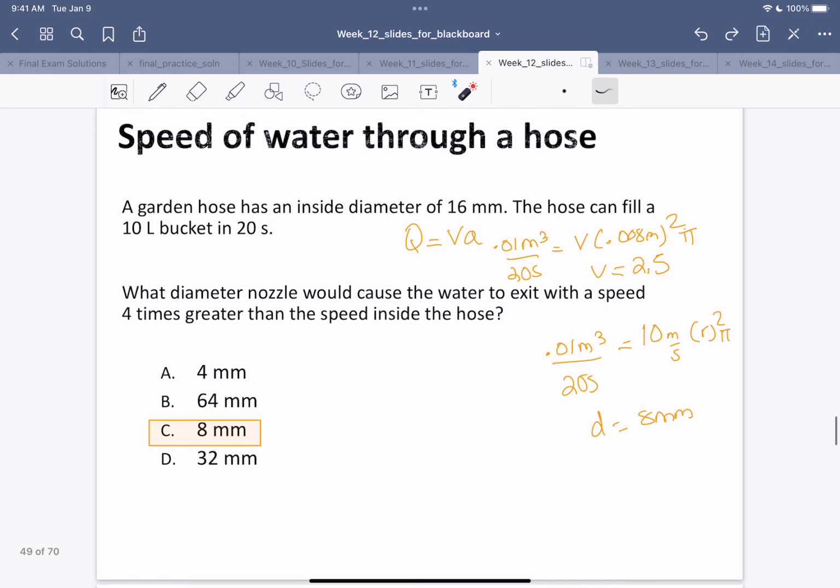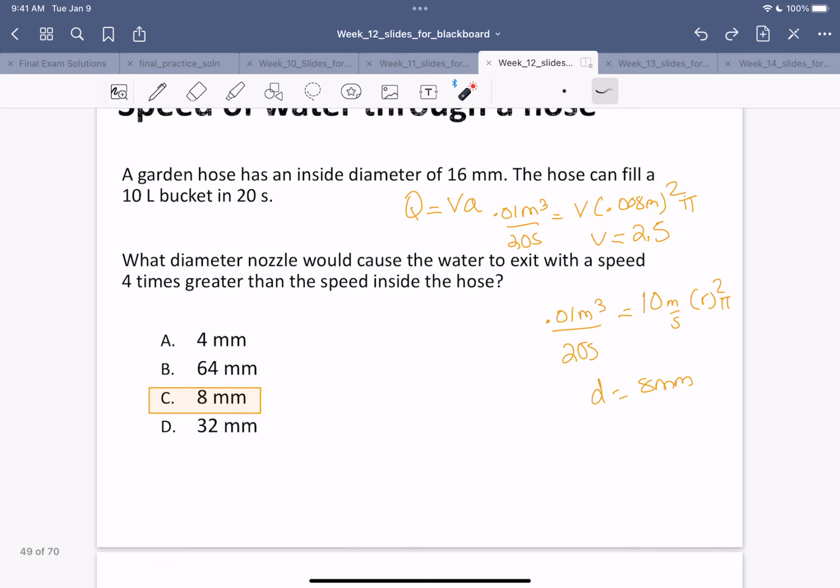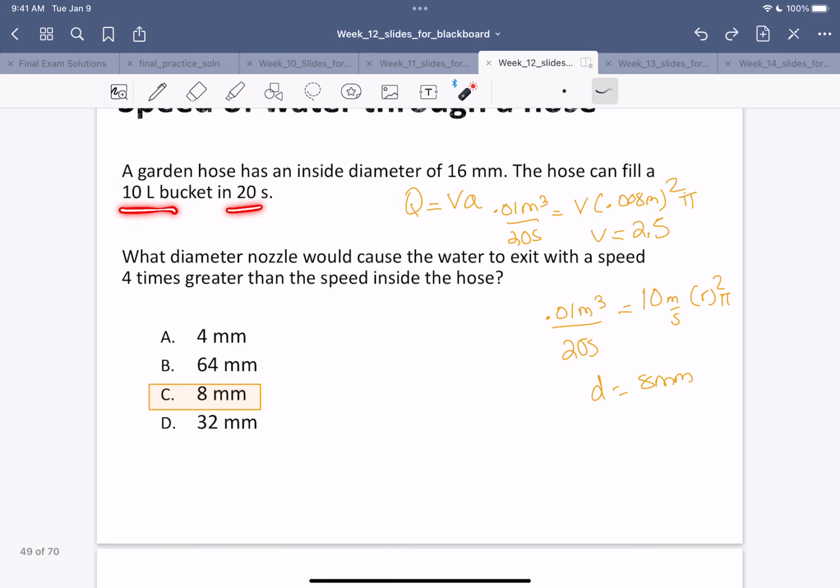This is another example as well with A1 V1 equals A2 V2. They said a garden hose has an inside diameter of 16 millimeters. The hose can fill a 10-liter bucket in 20 seconds. So 10-liter bucket, 20 seconds, that's our flow rate right there. 10 liters, we had already converted that earlier, and that was 0.01 meters cubed divided by 20 seconds. That gives us our flow rate.